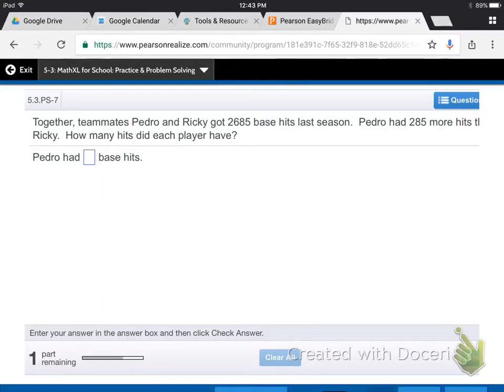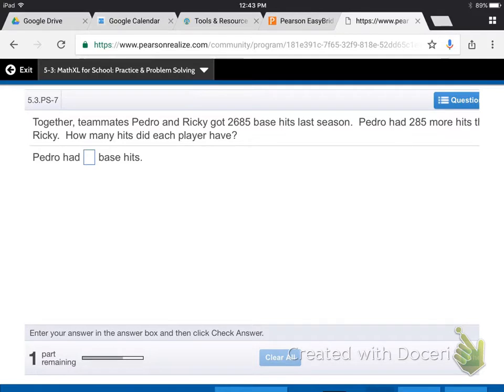All right, boys and girls, we are going to focus today on learning how to solve a system of equations using a technique called substitution. And it works like this. Let's look at this problem.